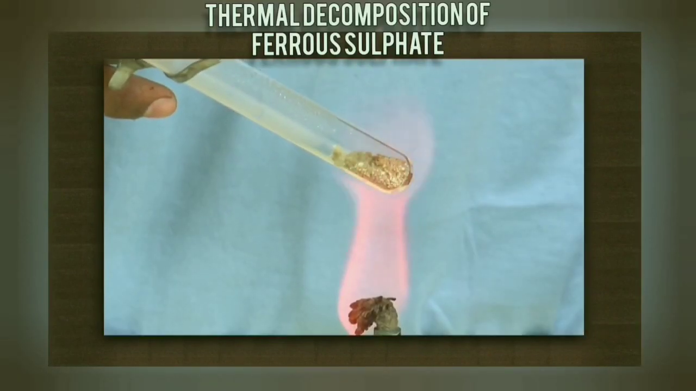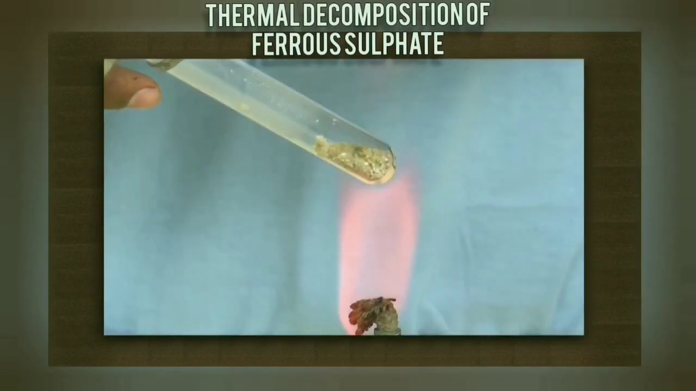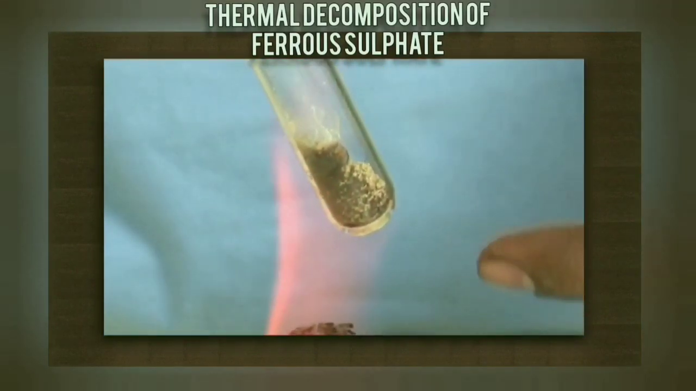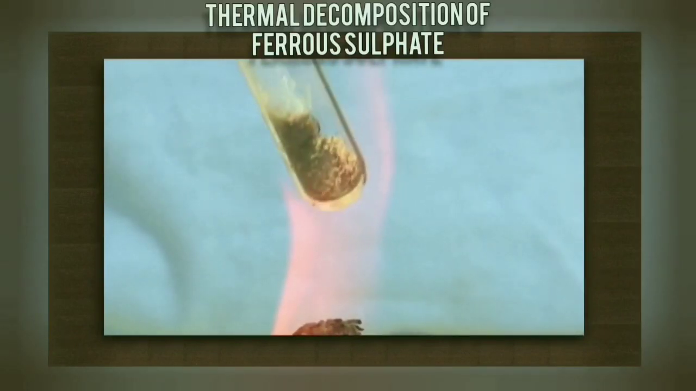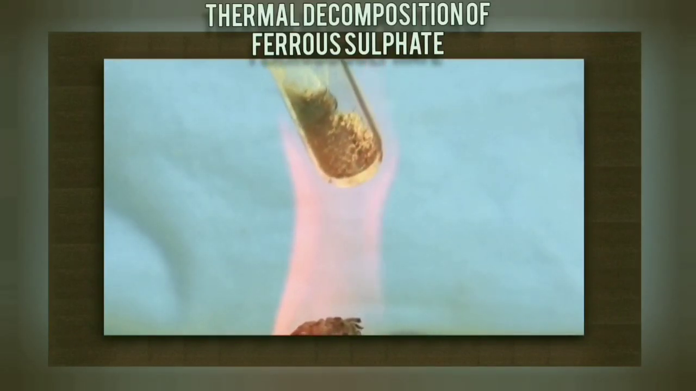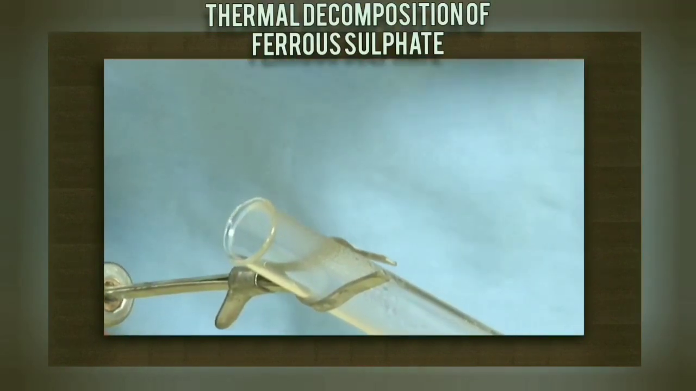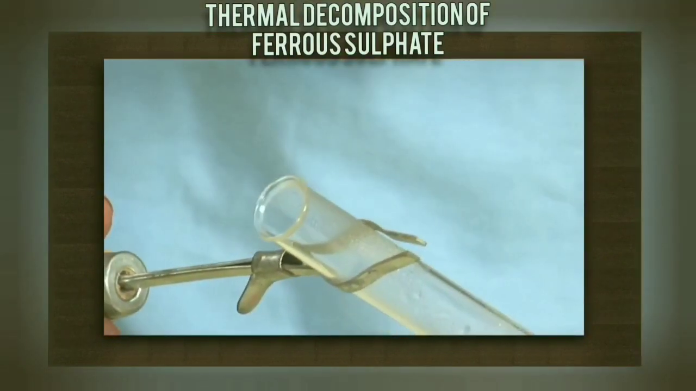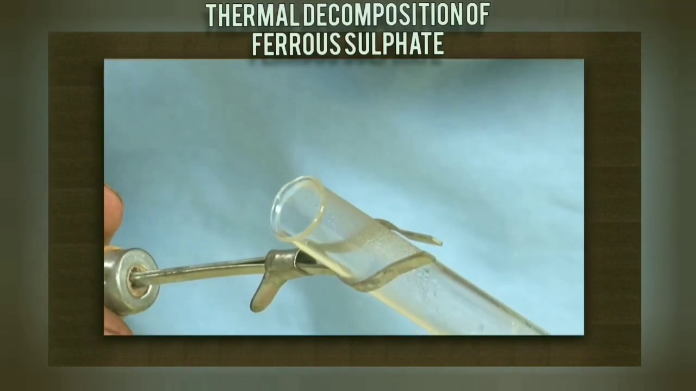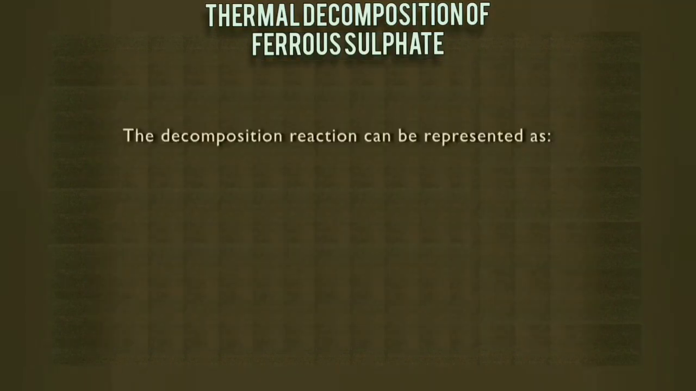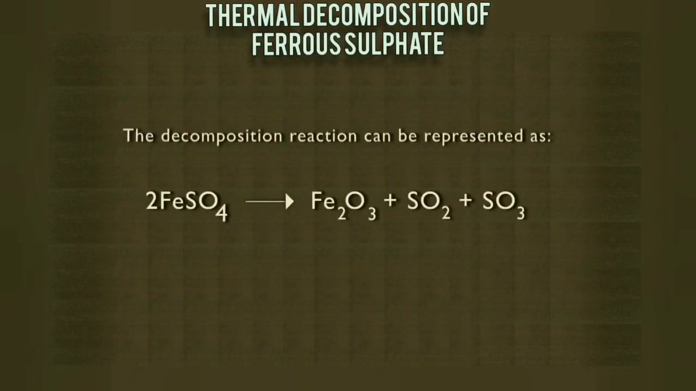Initially, the crystals decolorize as they lose the water of crystallization and turn anhydrous. The anhydrous ferrous sulfate then further breaks down into ferric oxide and a mixture of sulfur dioxide and sulfur trioxide. In fact, you will be able to detect the distinct smell of burning sulfur, but do not stay around for long since sulfur dioxide and sulfur trioxide are toxic gases. The decomposition reaction can be represented as 2FeSO4 gives Fe2O3 plus SO2 plus SO3.